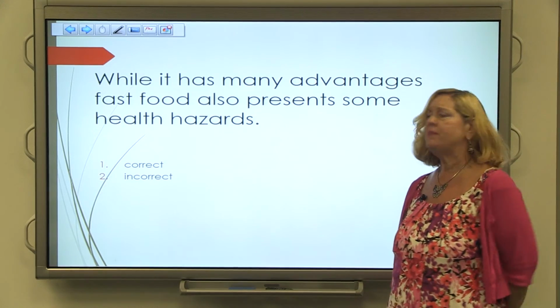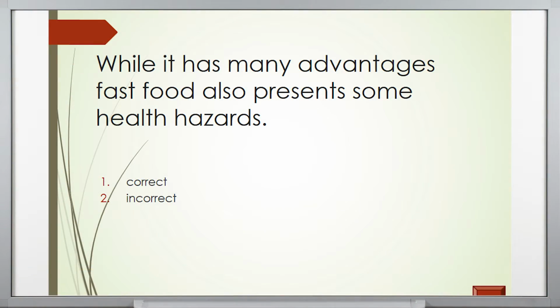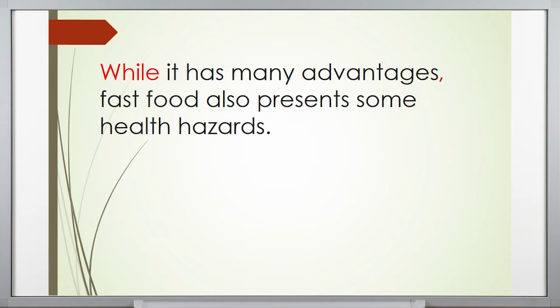Let's try one more. While it has many advantages, fast food also presents some health hazards. Yep, you're right. It starts with a dependent word. So this is incorrect because I need a comma. I need that comma after advantages. While it has many advantages, comma, fast food also presents some health hazards.